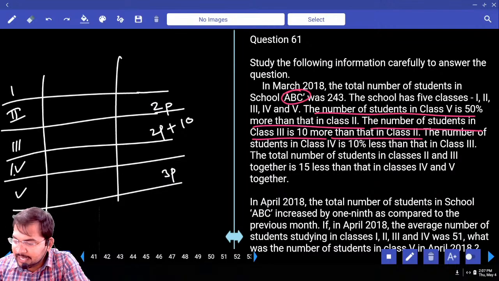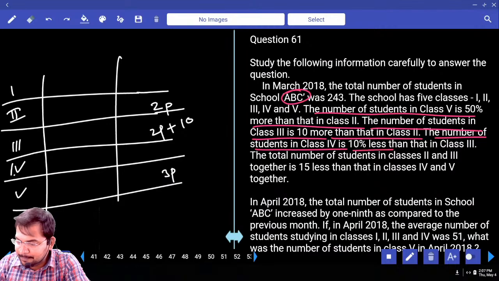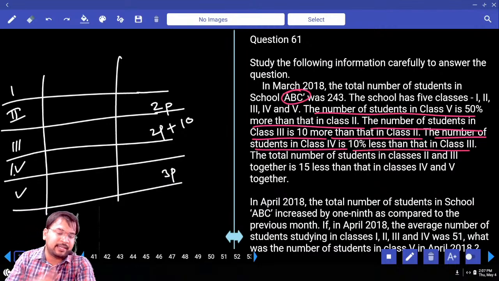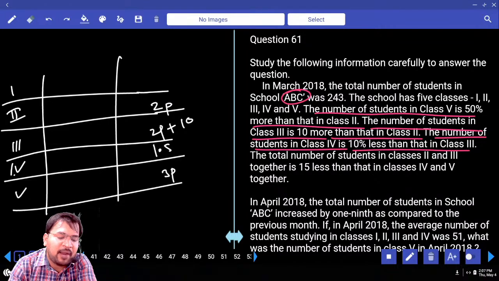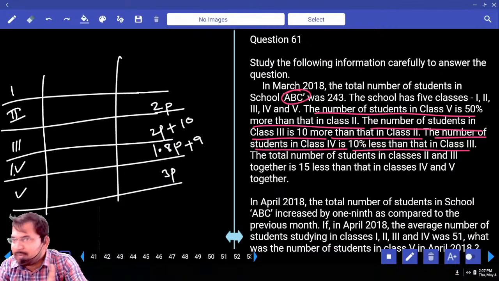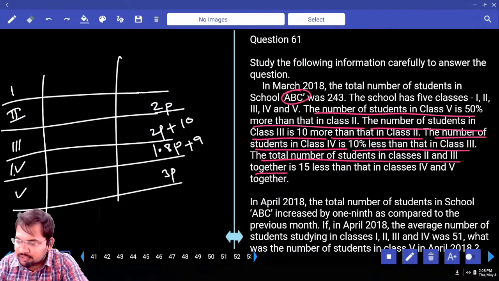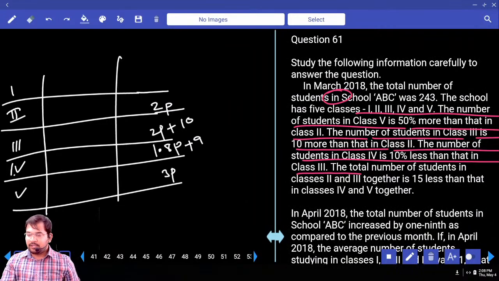Next, the number of students in class 4 is 10% less than in class 3. 10% less. Two parts, 10% of it is 0.2. 0.2 less is nothing but 1.8. 10% of 10 is 1, less is nothing but 9. Are you clear? 1.8 parts plus 9. Next, the total number of students in class 2 and class 3 together is 15 less than the class 4 and class 5 together.